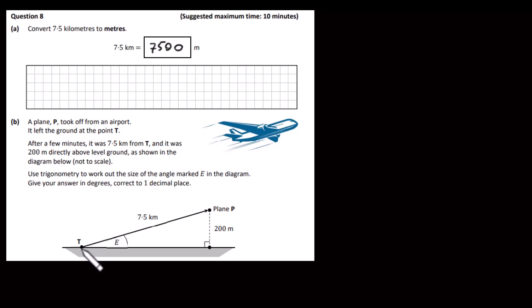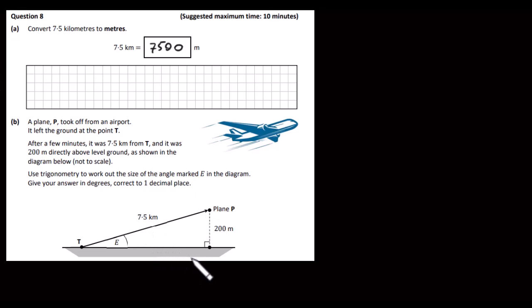Part B. A plane took off from an airport at T. After a few minutes it was 7.5 kilometers from T and was 200 meters directly above the ground, as shown. Using trigonometry, work out the size of the angle marked E in the diagram. Give your answer in degrees to 1 decimal place.